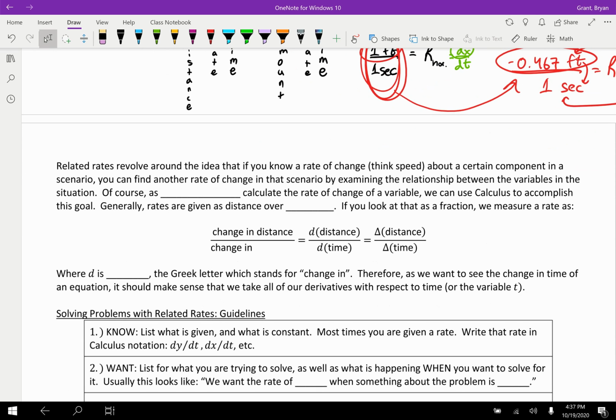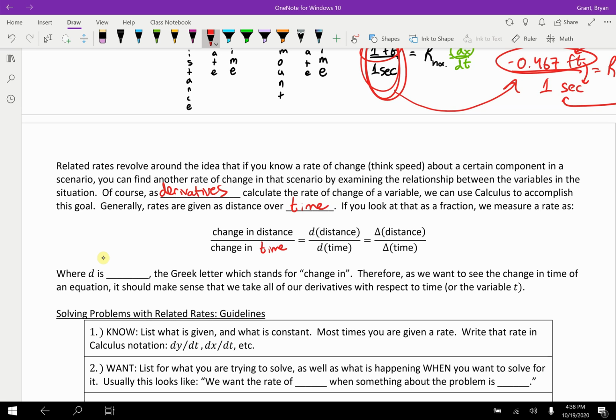Of course, derivatives calculate the rate of change of a variable, right? That derivative, this instantaneous rate of change. We can use calculus to accomplish the goal of identifying an equation to relate rates together. Generally, rates are given as distance over time. And so if you look at that as a fraction, we can measure the rate as the change in distance over the change in time.